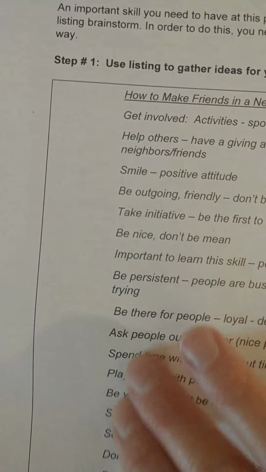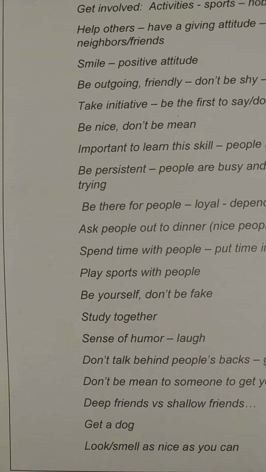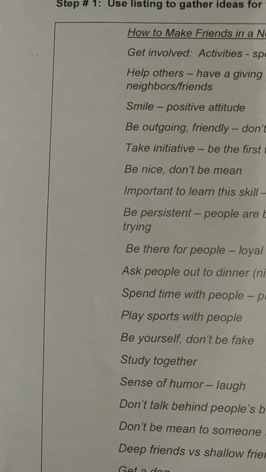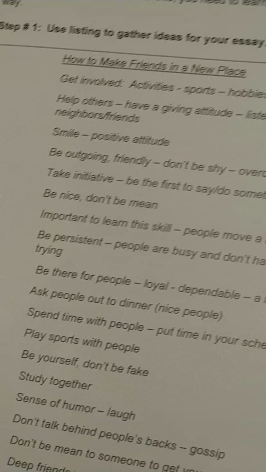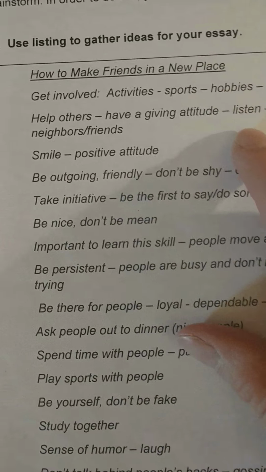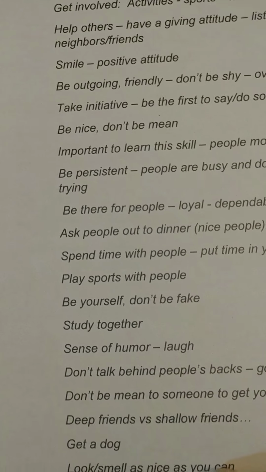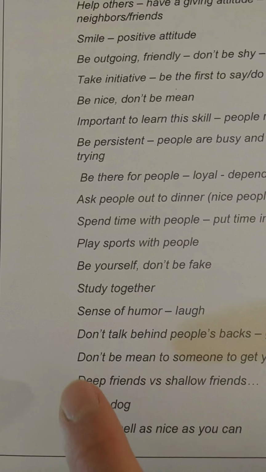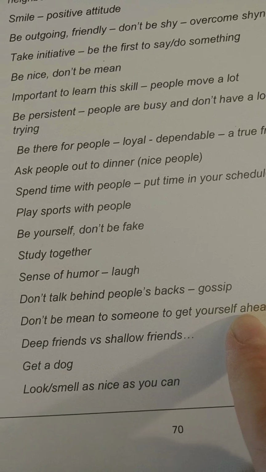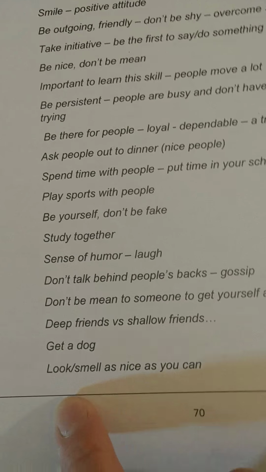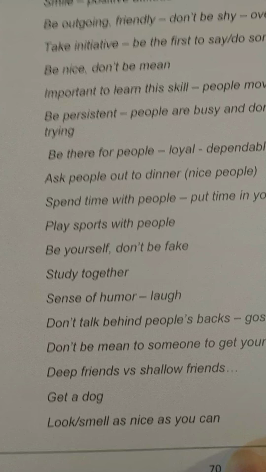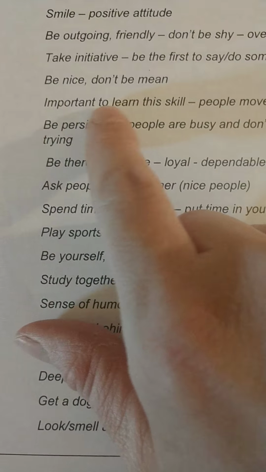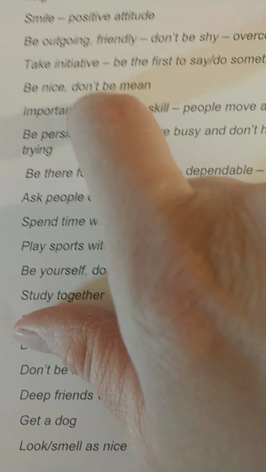All of these are some ideas. They're just thrown together quickly. It's a listing brainstorm that I did, and there's just a bunch of ideas here. I'll just mention a few. Play sports with people. Don't talk behind people's backs or gossip. Get a dog. Look and smell as nice as you can. Some of these are maybe a little crazy. Some of them are good. Be nice, take initiative, that's probably a good one.